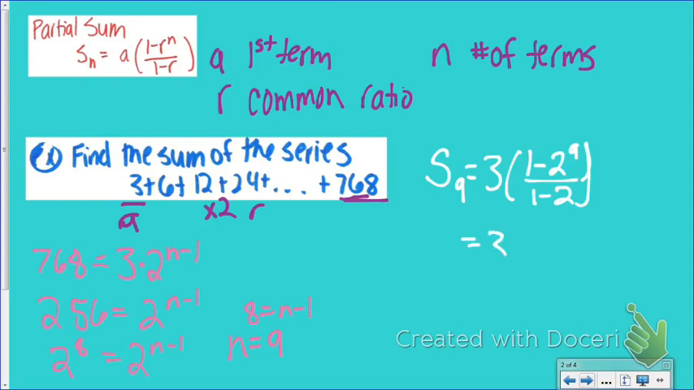So I'm going to end up with 3 times negative 511 over negative 1, which gives me a final answer of 1,533.